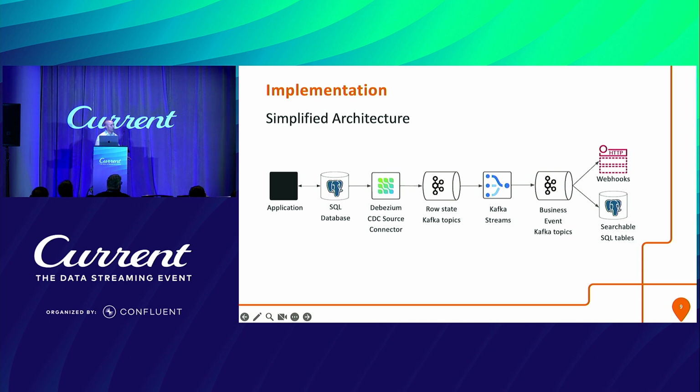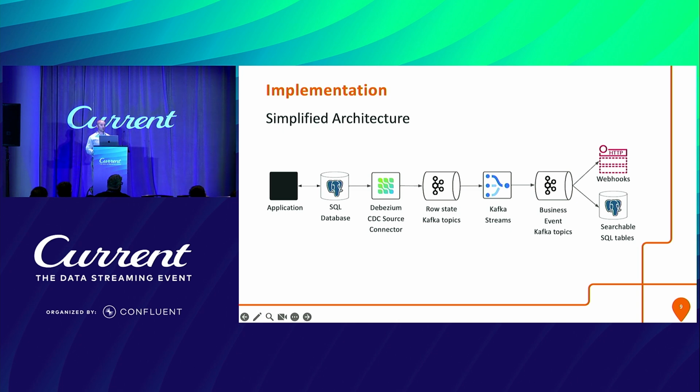So here's a simplified architecture. We have this black box here on the left, which is what the humans and microservices are using to fulfill the order, to actually execute the business processes. That state is maintained in a source of truth SQL database, in this case Postgres. From there, we have a Debezium CDC source connector, that's change data capture, so we get all the CRUD operations: inserts, updates, deletes. And the state of the rows is then produced by Debezium into Kafka topics as messages.